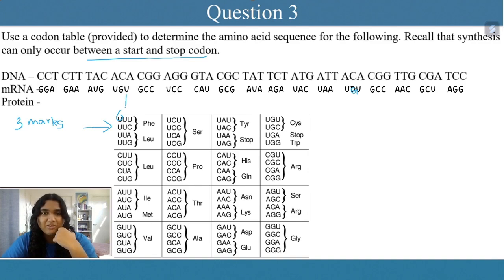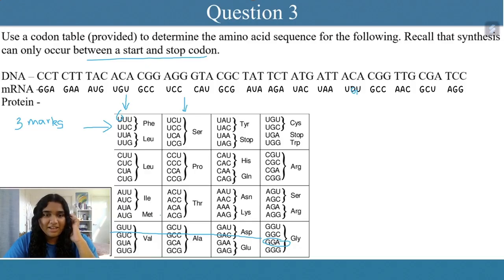And then the second codon is the vertical column. And then the third codon is just the one within the box. So if I've got GGA, I'm going G, G, and then A here. And this should be forming a glycine, but something that you need to realize is that we haven't come to the start codon yet, so we can't start the amino acid until then.